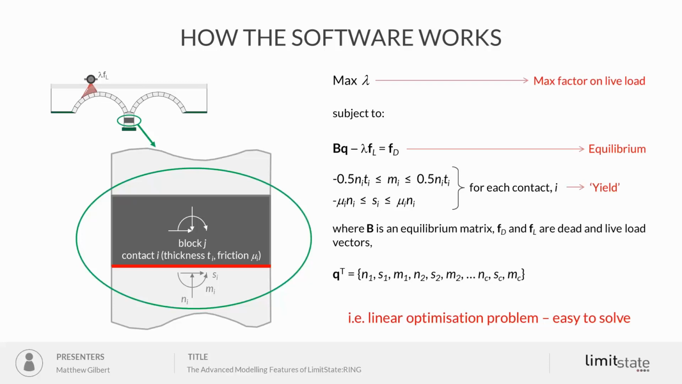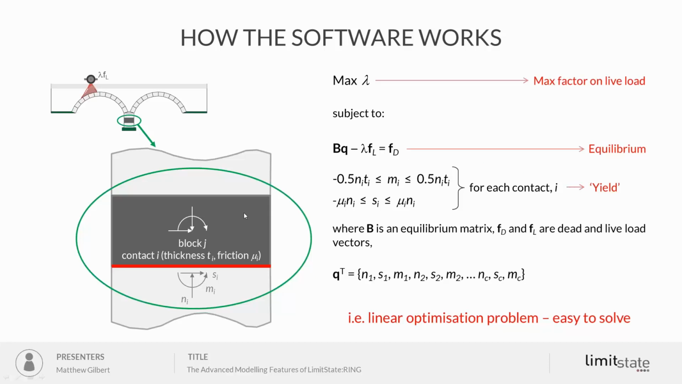In terms of the mathematics, possibly slightly daunting, seeing lots of symbols on the screen, but really it's quite simple. What we're trying to do is, for a given axle loading intensity FL, we apply a factor, a multiplier lambda, and we try to maximize that lambda subject to some constraints. So it's an optimization problem, a constrained optimization problem. What are the constraints? The constraints are basically equilibrium and yield in plastic analysis parlance.